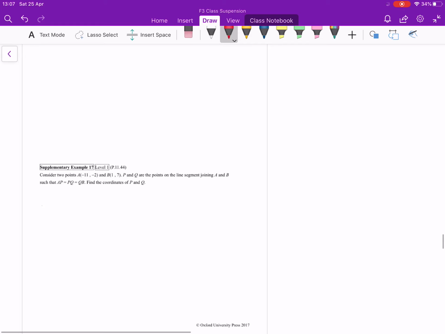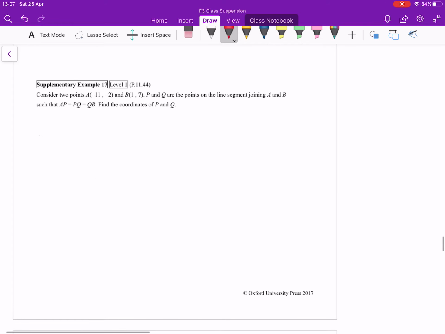And then the last one, change a bit, just a bit. So this time you have the ratio like this. AP equals to PQ equals to QB. And then find the coordinates of P and Q. If you can imagine the figure, just do it. If not, you may try to sketch the figure first.